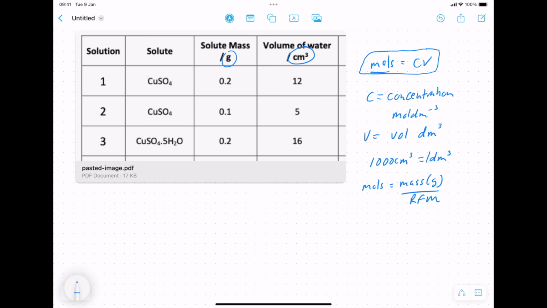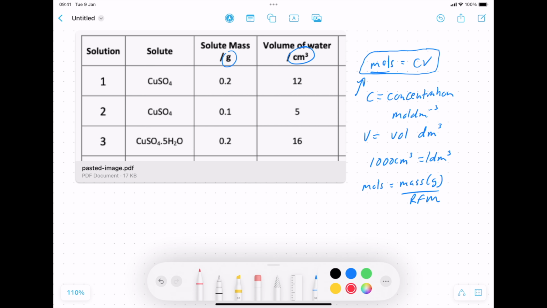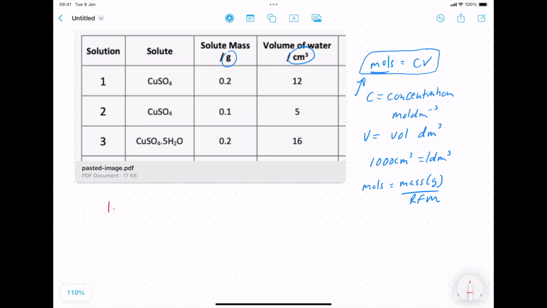So that's the first thing I'm going to do, is to work out the moles of each one, and then I can plug into this formula and work out the concentrations. For the first one, and let's do this in a different color. So copper sulfate in the first example has a mass of 0.2 and a volume of 12 centimeter cubed. We don't need that for the moment. We're just going to work out the moles. So let's do it down here.